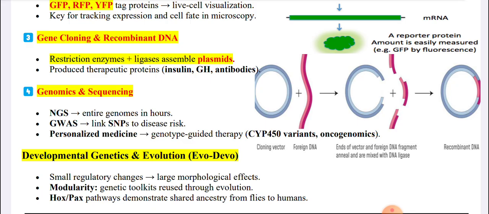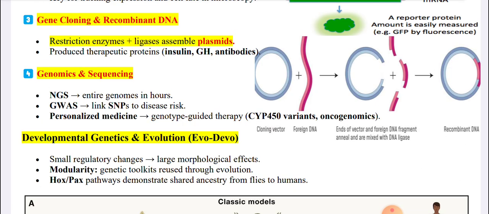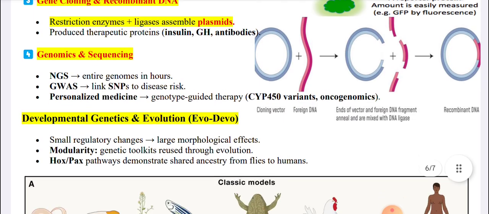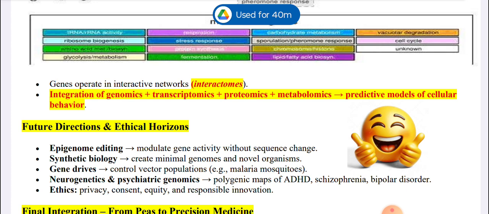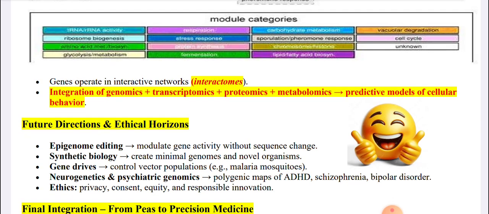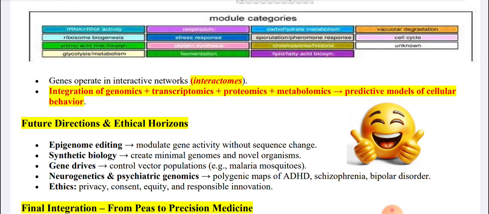Right. The field is moving towards systems integration. The realization is that just knowing the DNA sequence, genomics, isn't enough to understand complex biological behavior or disease. You need to know what the genes are actually doing. Exactly. So, systems biology tries to integrate multiple layers of omics data. You have transcriptomics, measuring all the RNA molecules being produced, which genes are turned on; proteomics, measuring all the proteins present and their activity levels; and metabolomics, measuring all the small molecule metabolites involved in cellular processes.